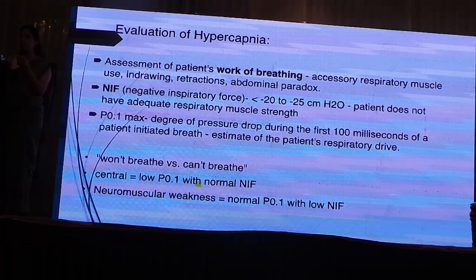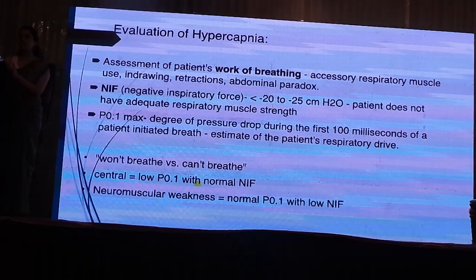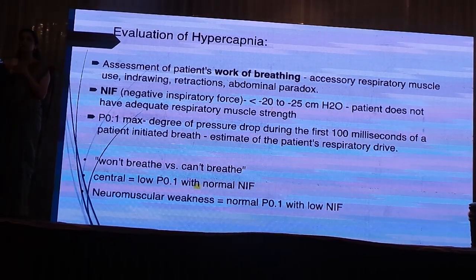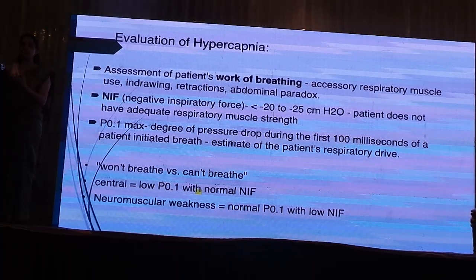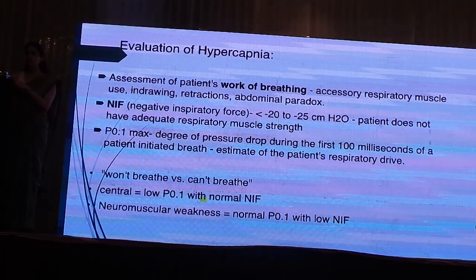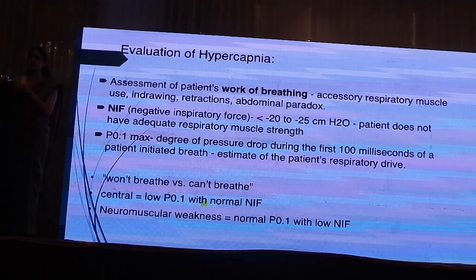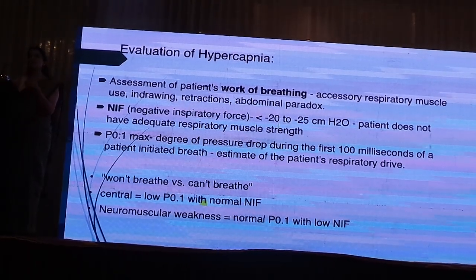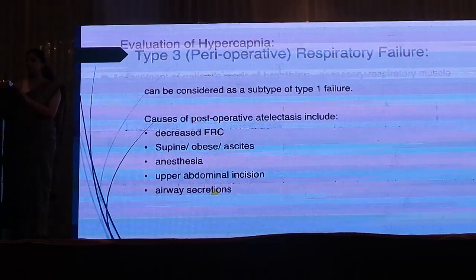The patient will not be able to have a respiratory pressure drop during the first 100 milliseconds, with normal negative inspiratory force because the lungs are working well. Remember, the negative inspiratory force comes from the lungs. And in case of neuromuscular weakness, it will be opposite, where patients will have low negative inspiratory force because the problem is with the lungs now. And the respiratory drive or the pressure drop within the first 100 milliseconds would be normal.